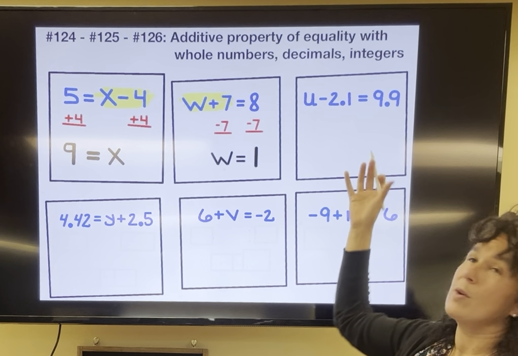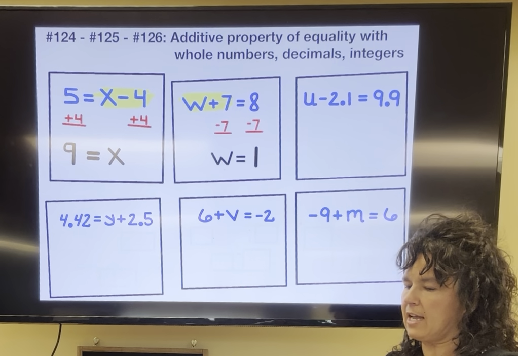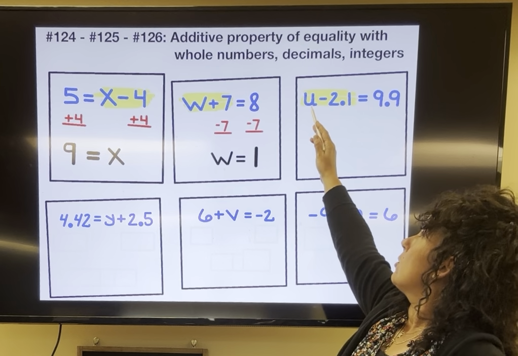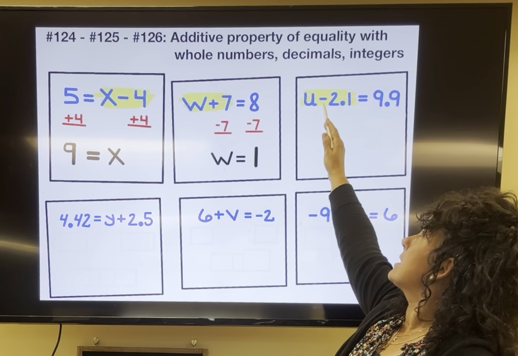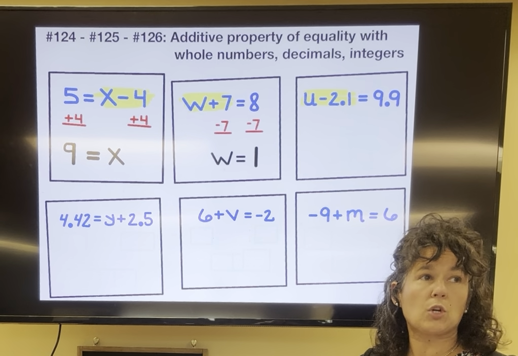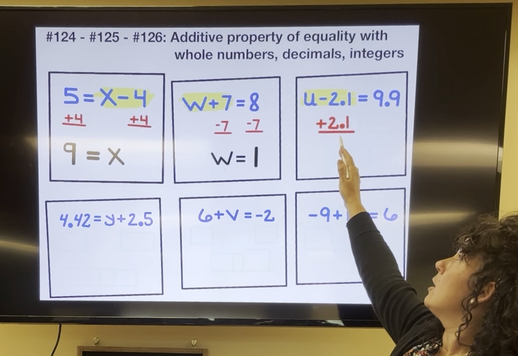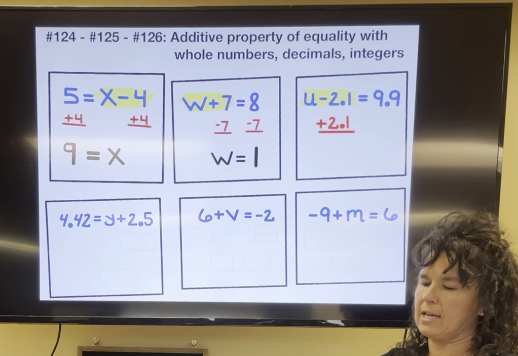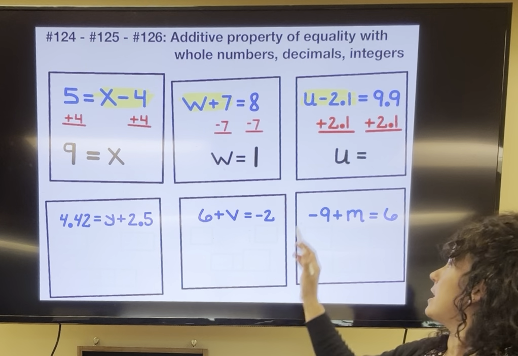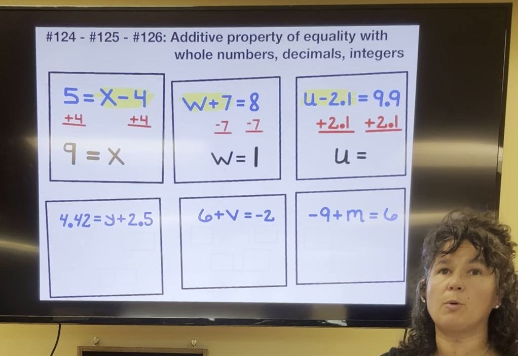Okay, here we've got a decimal, but it's not any different. We're looking at the side that has the variable, which is U. So what's preventing the U from being by itself is the subtract 2.1. So the opposite of subtracting 2.1 is going to be to add 2.1. What I do to one side of the equal sign, I do to the other. On the left side of the equal sign, I have U, and I need to take 9.9 plus 2.1.